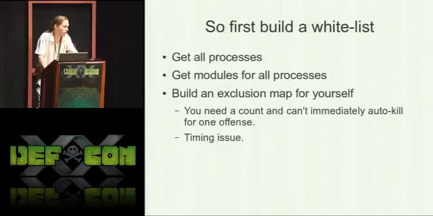So first you could build a whitelist. You could get a list of all processes, all modules in all processes, and that's essentially your exclusion list. Then you've got the rest of memory to check out and see if it's in use, see what permissions it has, see if it has simple headers or structures. Then you could automatically kill anything that you think is reflectively injected, but there's an issue with that.